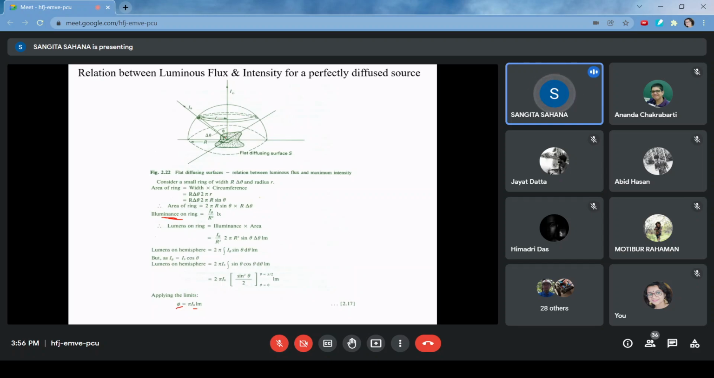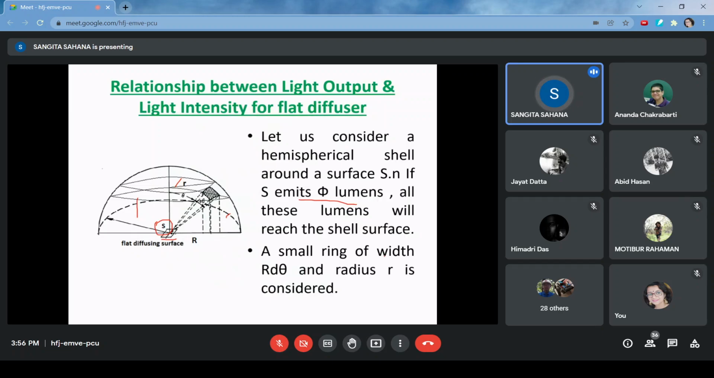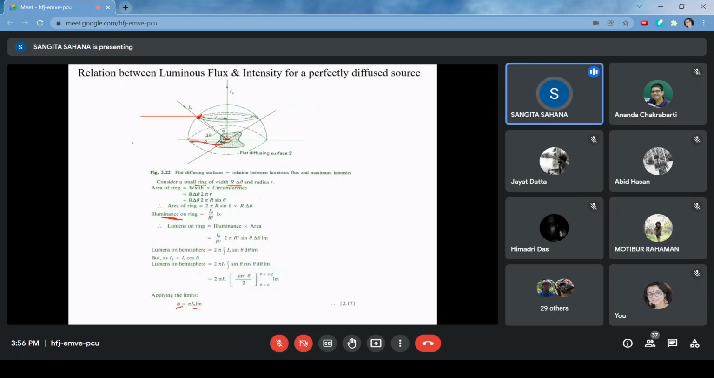So if this is my source, we want to find the illuminance on any small area, received light at any small area. So here a small ring is considered with r delta theta. What is r? R is the radius of this hemisphere, and for the small ring, this one, this width is the small r, radius r. So what is the area of the small ring? Width, which is r delta theta, into 2 pi r. What is 2 pi r? The circumference, this radius is r. Okay. So this one is 2 pi r.